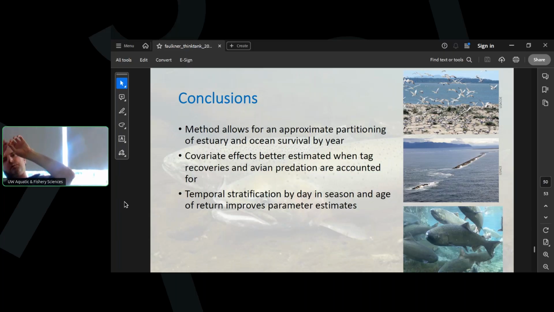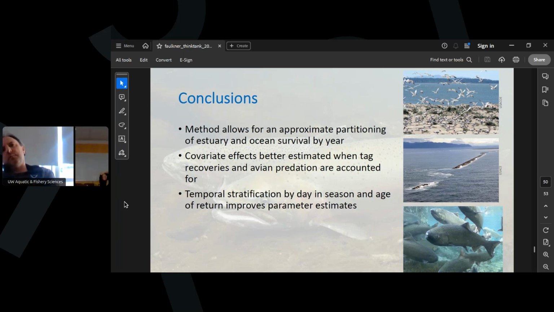The one thing I do remember is that when you didn't include the age stratification and the avian recoveries, those slope estimates were really far away, in opposite directions. I mean, you're really off, and of course the intercepts change.